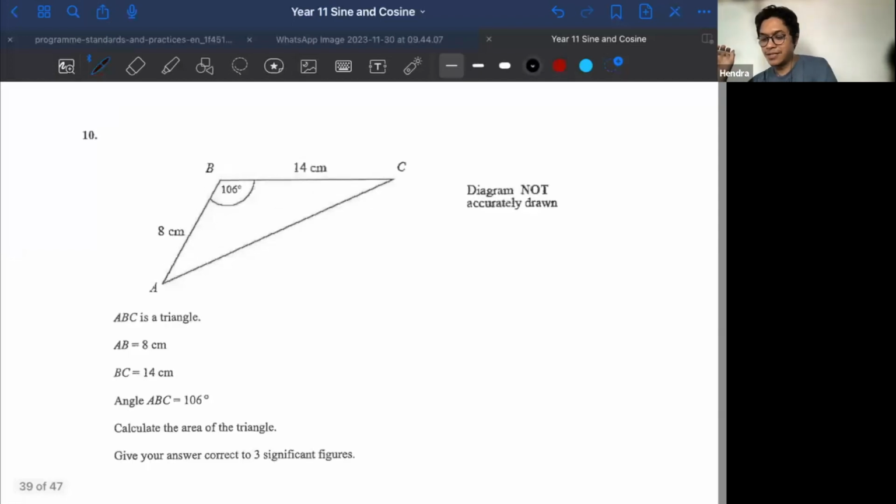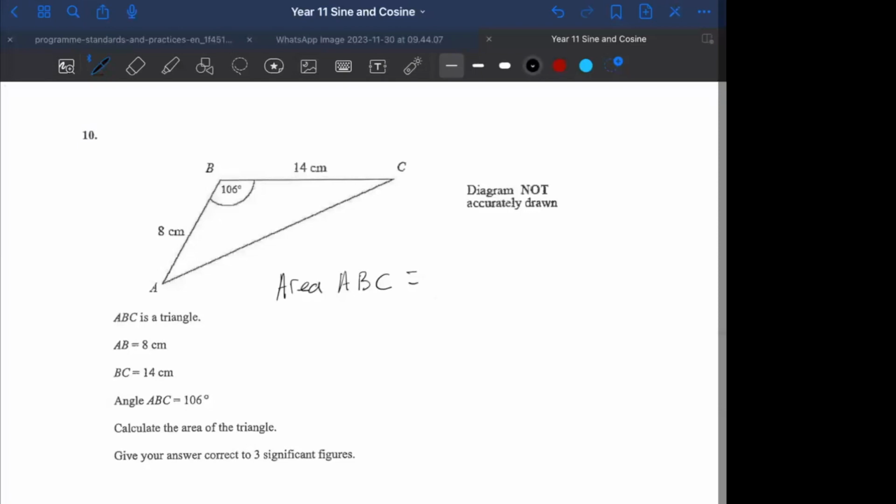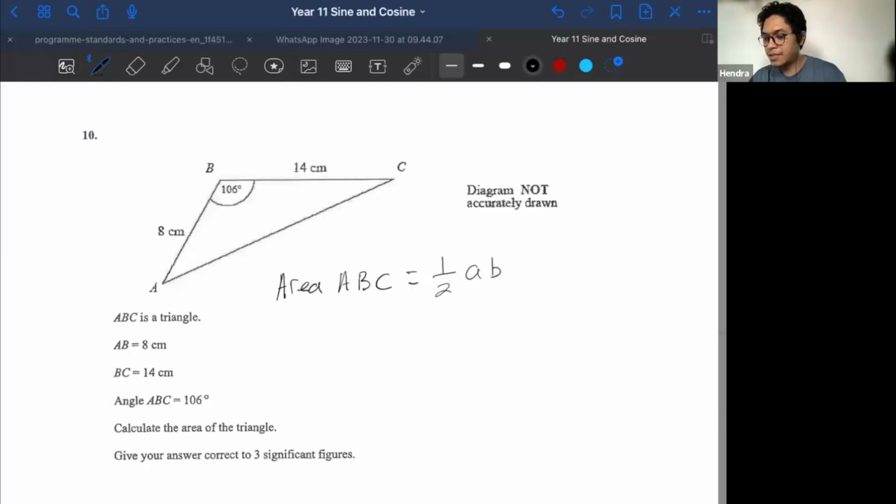Anyway, how about this? Calculate the area of the triangle. What is the formula again? Area of ABC is 1/2 AB times C. In this case, 1/2 times 8 times 14 times sine C, which is 106.